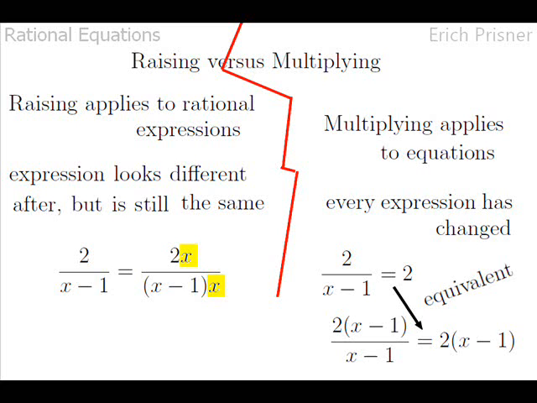When you raise, the new stuff occurs both above and below the fraction line. When you multiply, the new stuff occurs left and right of the equation. To be more precise, in every term left and right of the equation, but not in the denominators.